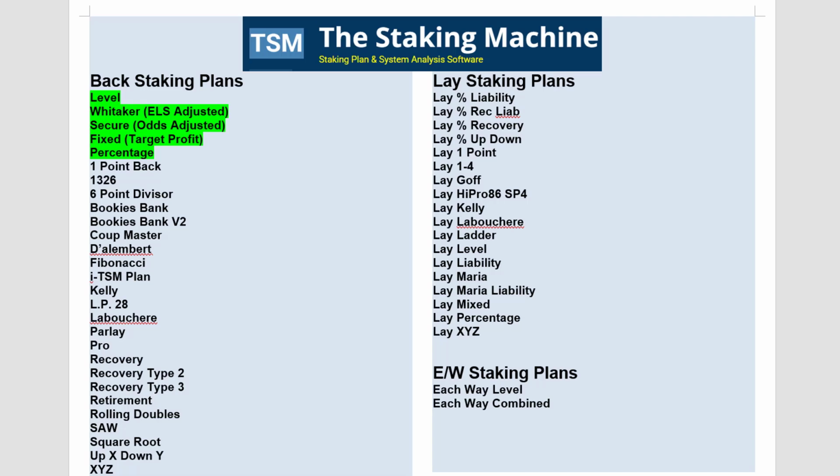But it has a lot of other staking plans in there, including some quite recent ones that are becoming more popular, such as the 6-point divisor bet system, which is gaining popularity, and Bookies Bank and Bookies Bank version 2. They're very interesting staking plans as well. There's also famous names like Kelly and Fibonacci in there as well.